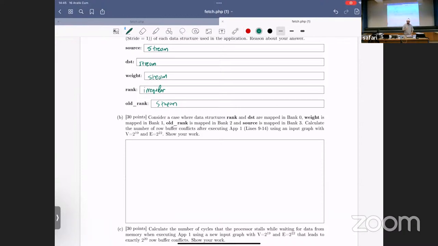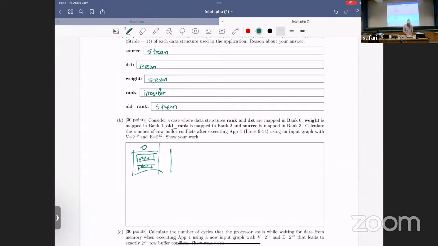The second question is about the memory interference, how these data structures interfere in the main memory. So we consider a case where the data structures rank and DST are mapped in bank zero. We have four banks in the system, right? We have bank zero, and inside bank zero, we have rank and DST. Weight is mapped in bank one, so bank one has weight, I say W. Bank two has old rank. And bank three has source.